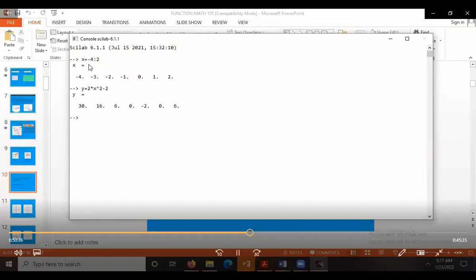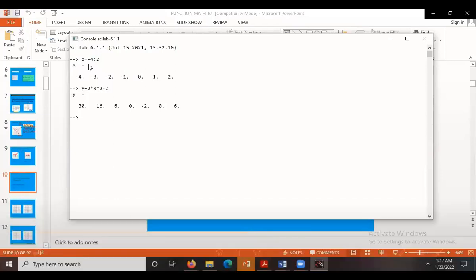So we want to plot our points and then see the graph of the function. You are going to use a plot command. So we plot x, y.